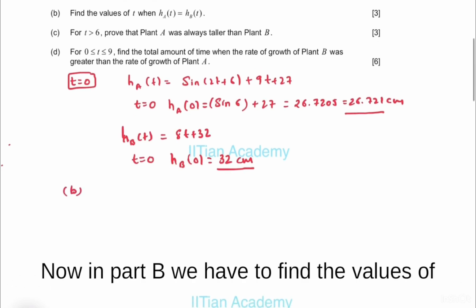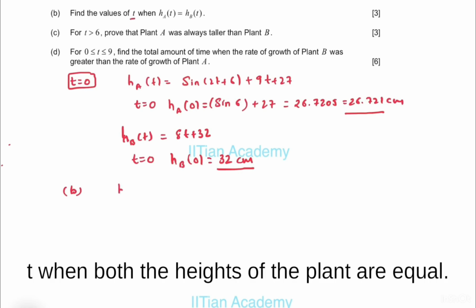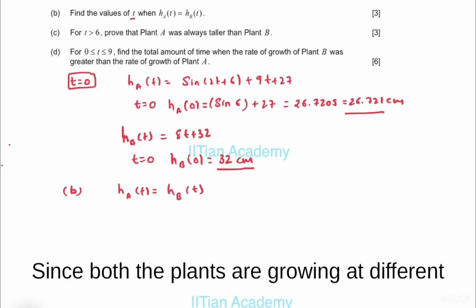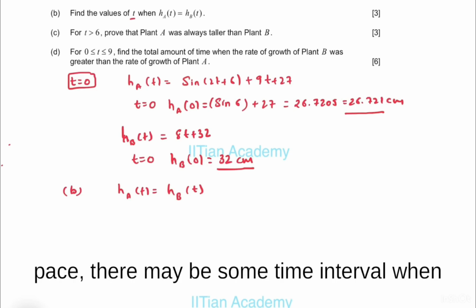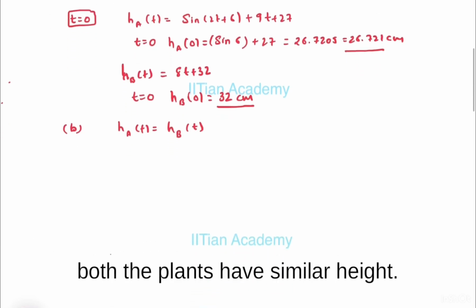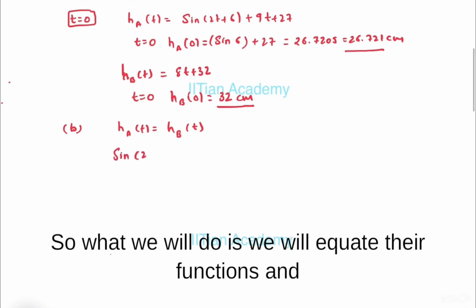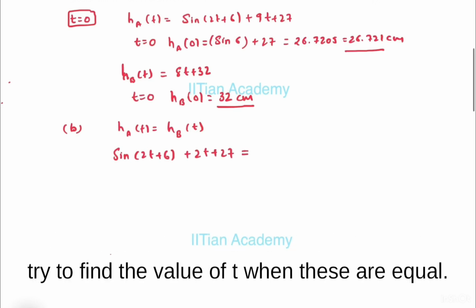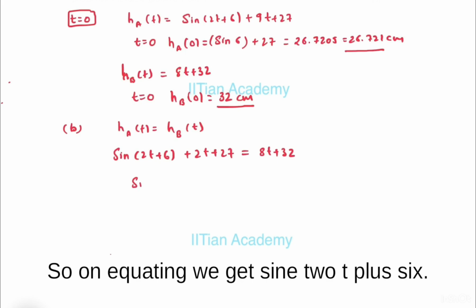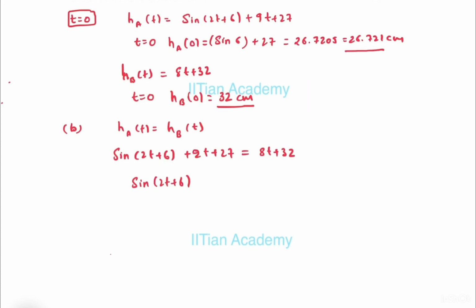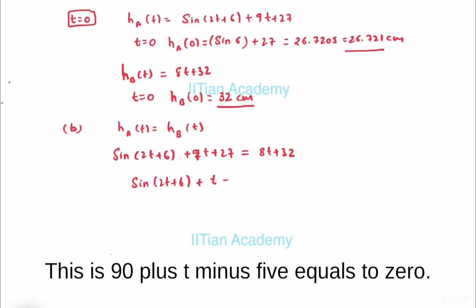Now, in part B, we have to find the values of t when both the heights of the plants are equal. Since both the plants are growing at different pace, there may be some time interval when both the plants have similar height. So what we will do is equate their functions and try to find the value of t when these are equal. So on equating, we get sin(2t plus 6) plus t minus 5 equals 0.